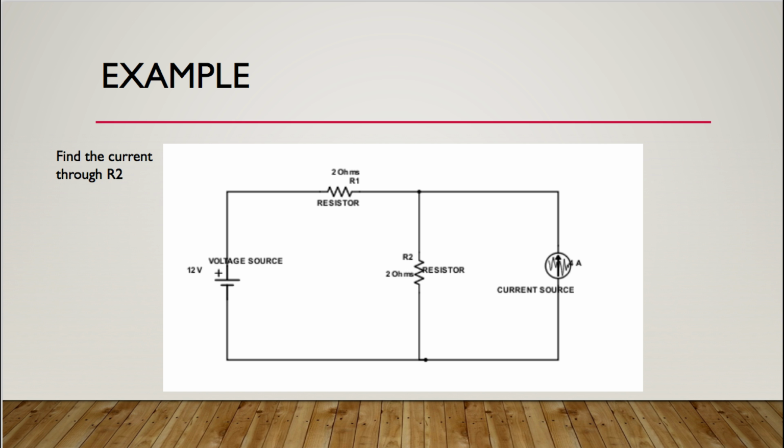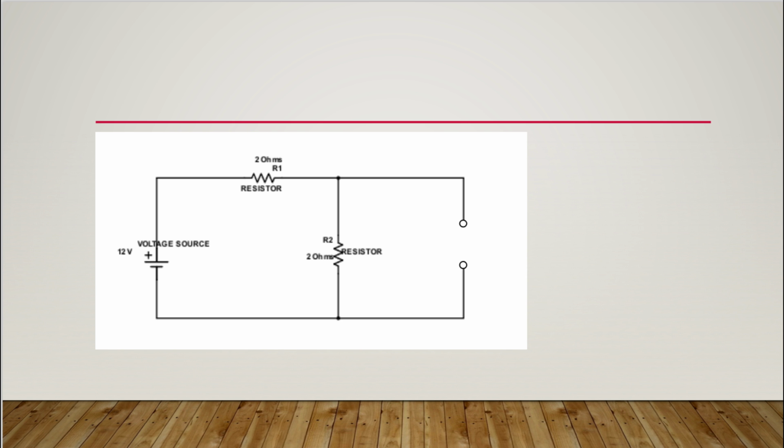Now, we will go through an example of how these steps are applied in practice. The basic DC circuit we are investigating here has a 12 volt voltage source, a 4 amp current source, and two 2 ohm resistors. We are asked to find the current through the resistor R2.